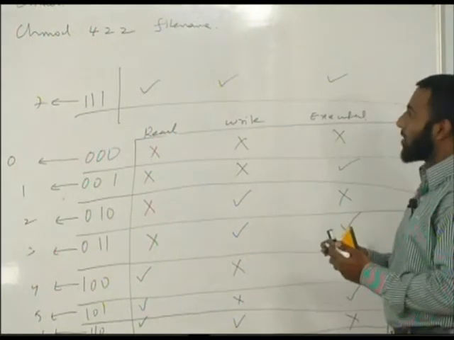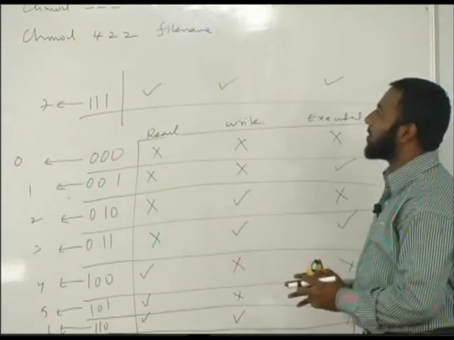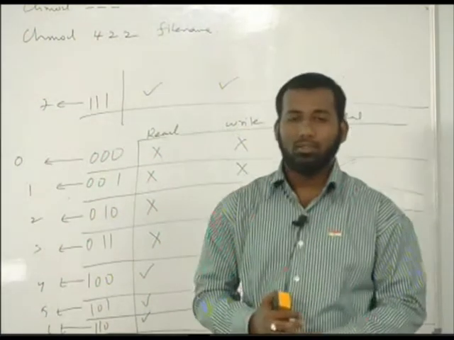Now let's see an example and see how we are able to successfully change the permissions of a file using absolute numbers, octal numbers.